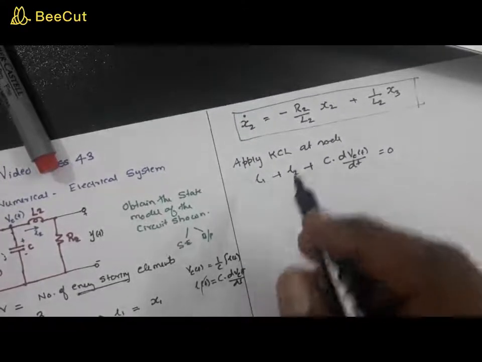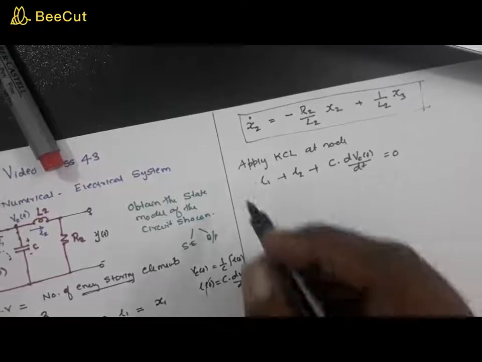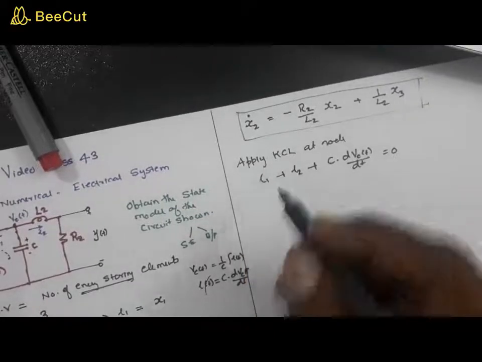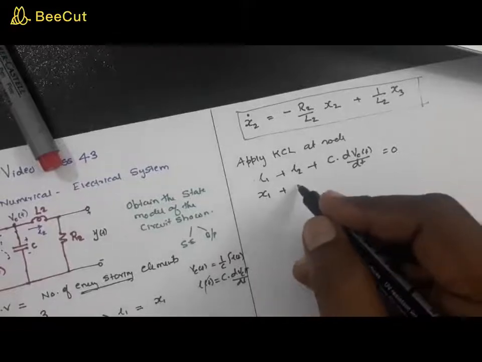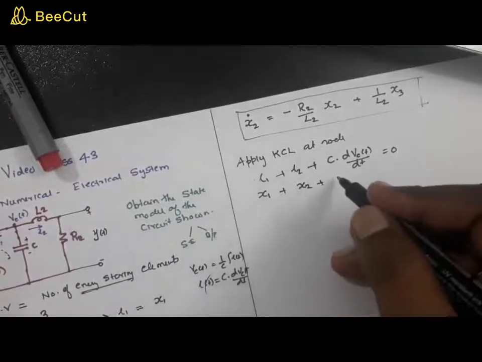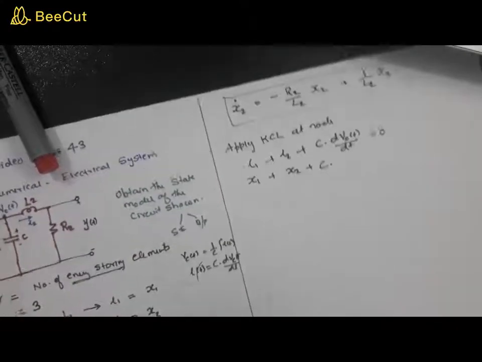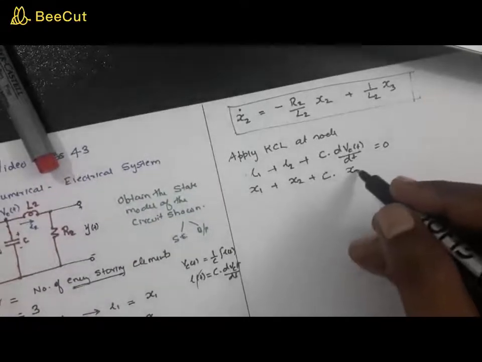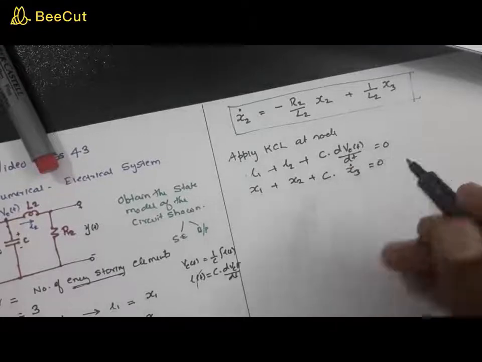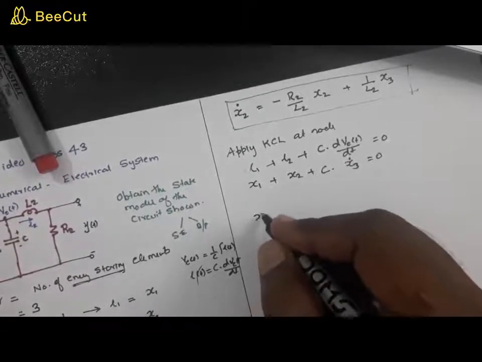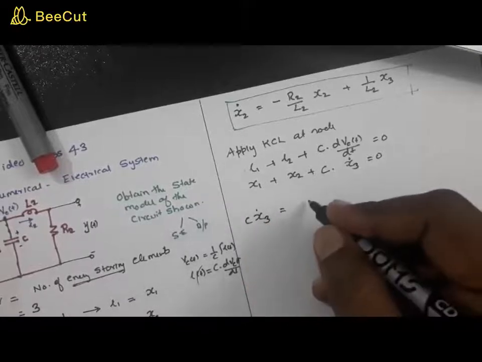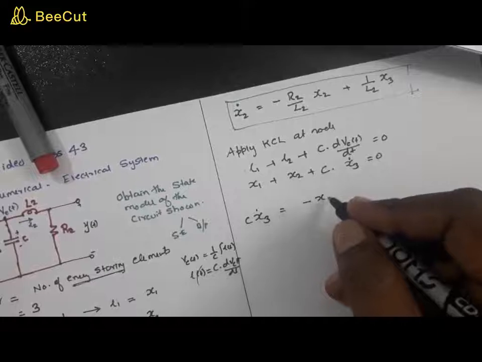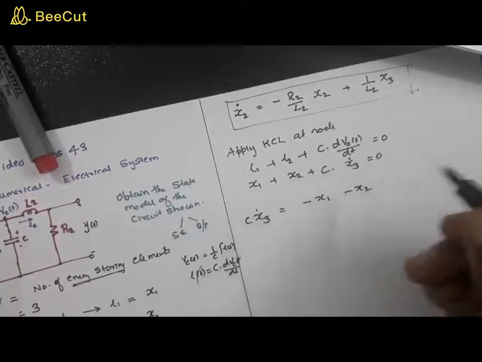Now let us write it in terms of the state variables. I1 is assigned to be x1, I2 is assigned to be x2, plus c into dvc, where Vc is x3, so the first derivative is x3 dot, equal to 0. So from this you can say that c into x3 dot is given as minus x1 minus x2, right?